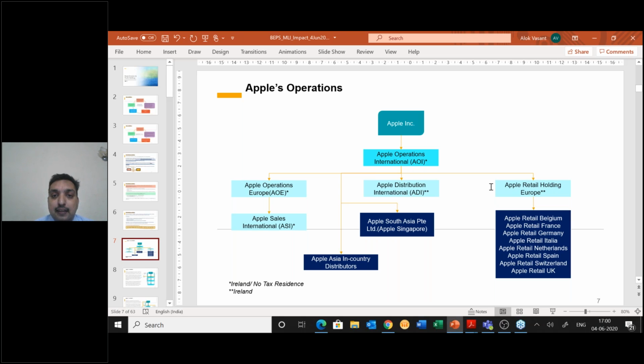Now, this subsidiary had another three subsidiaries. Apple Operations Europe, again a company incorporated in Ireland. Apple Distribution International, again incorporated in Ireland. And Apple Retail Holding Europe, which was again in Ireland. And Apple Operations Europe had another subsidiary, Apple Sales International. And this was the entity which actually did sales across the world.